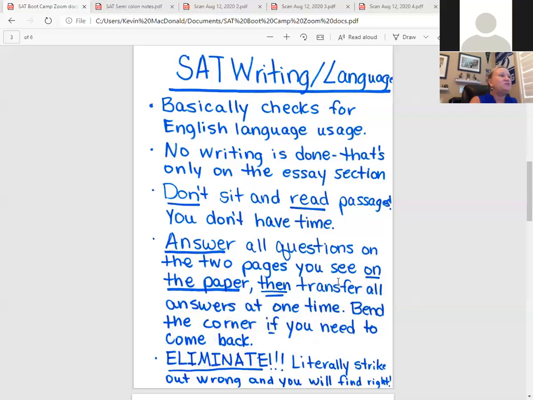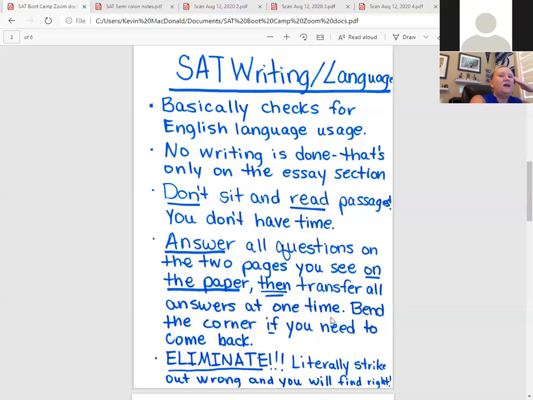So do the 2 pages sitting in front of you and then put them in the answer key. That will help you. If you need to come back to some, bend the corner. That's an easy way to do it. Then you don't have to worry about it. Just bend the corner. Then you go back to the bent corners.